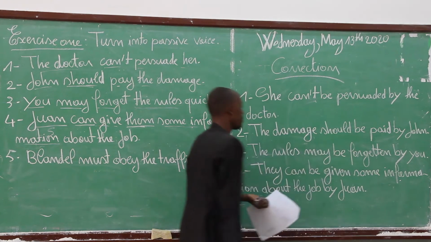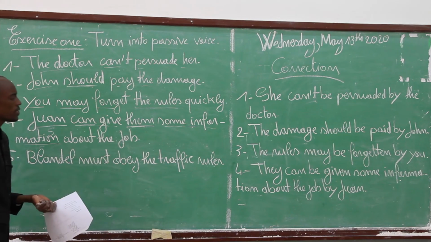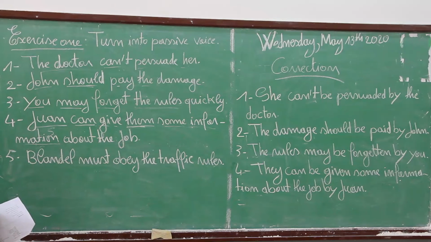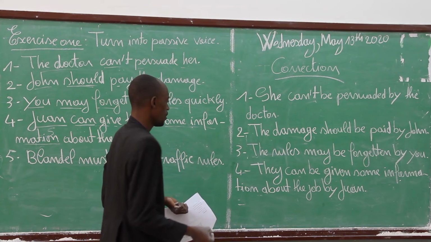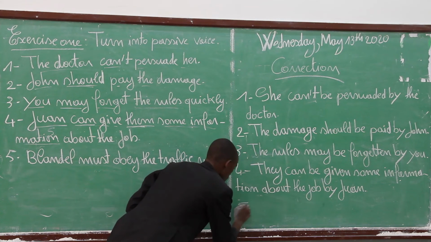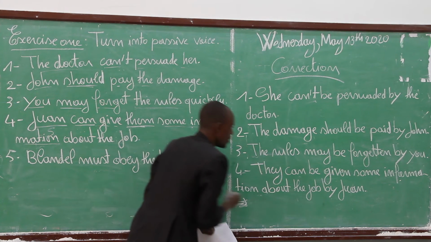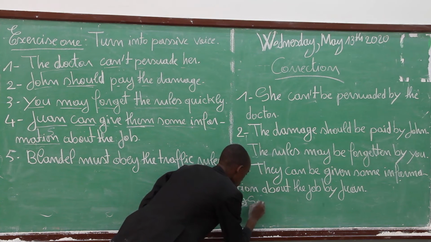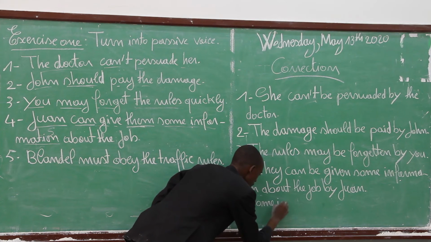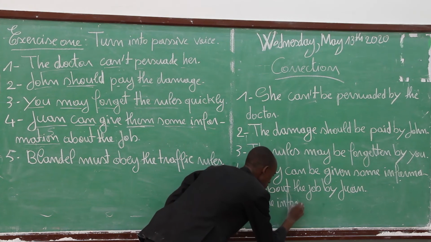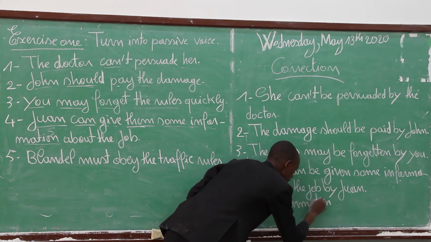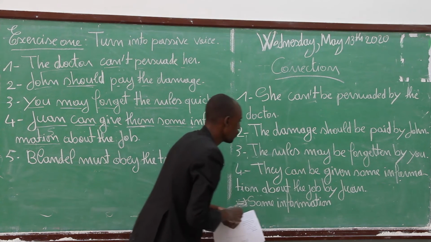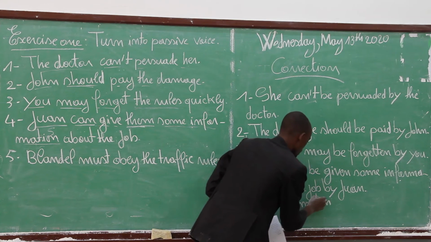Yes, this is the first possibility. So there is another possibility. We can say some information. Yes, we can also take this one. Some information. This is the first possibility. Yes, we have the double passive here. Some information. Here, information is in plural.